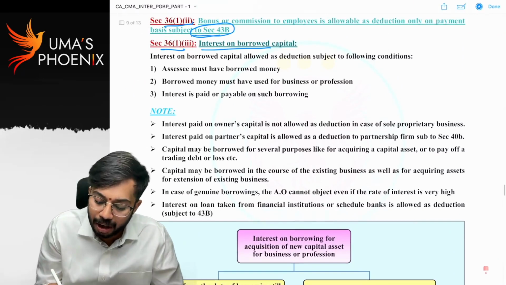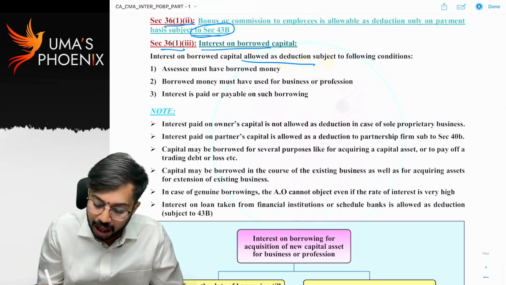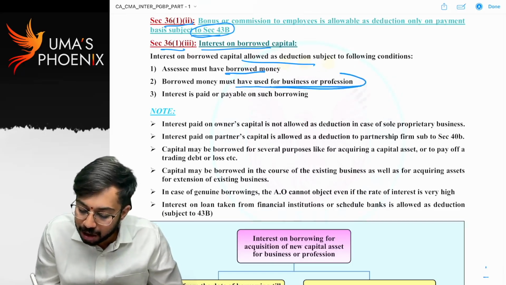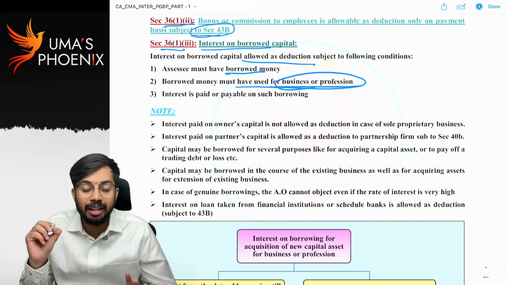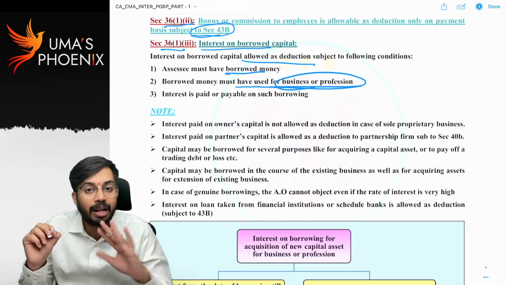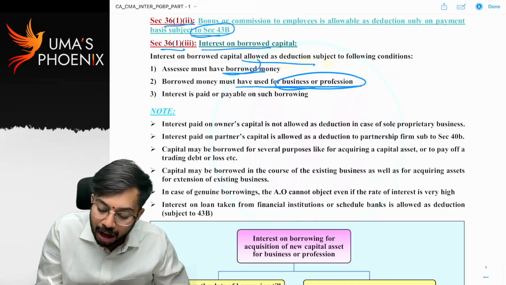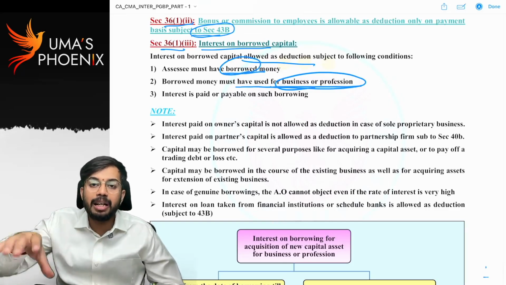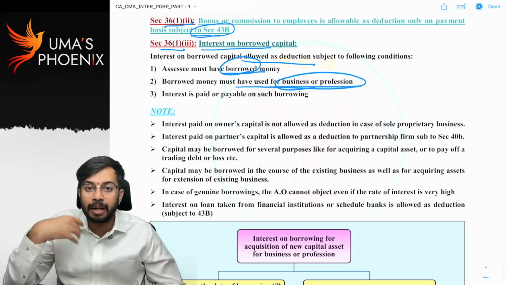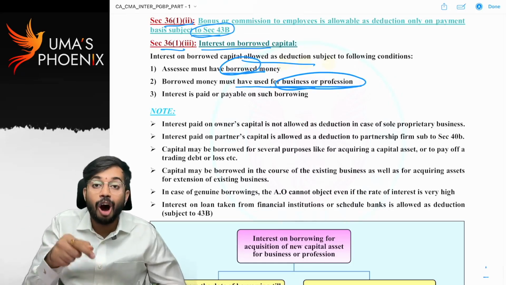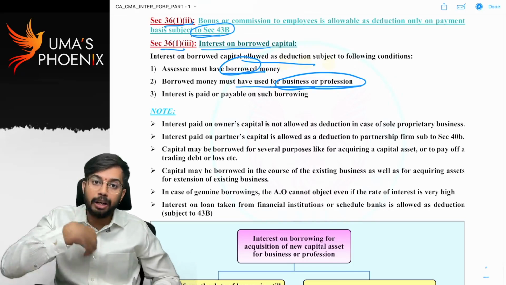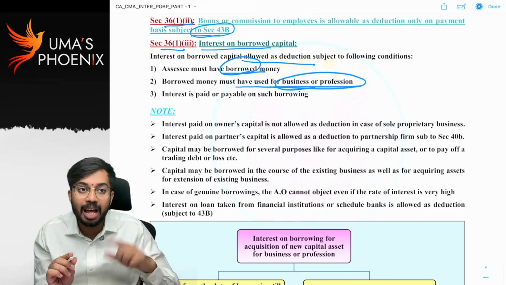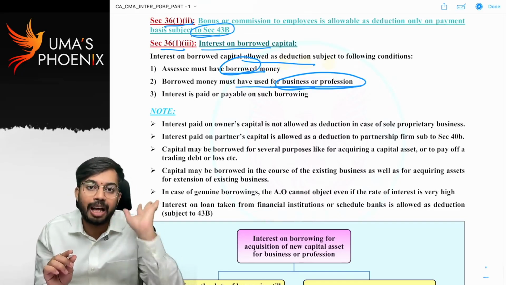So interest is allowed as deduction subject to the following conditions. One, he must have borrowed money. Borrowed money should be used for business or profession, then only interest is allowed as deduction. For personal purpose, if any interest is paid, it is not allowed as deduction. Next, he should have borrowed money. What do you mean by this? In case of a sole proprietary business, investment is 80 lakhs. I kept 80 lakh rupees, which is my personal money invested in business. On this 80 lakhs, if from my business I paid interest to myself, that is not allowed as deduction. Only if money is borrowed from outside and interest is paid, then only it is allowed as business expenditure.